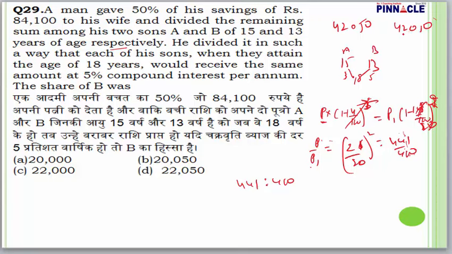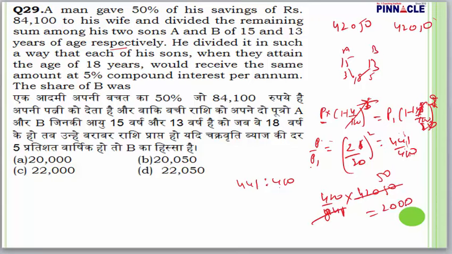We have to divide this amount in this proportion. The question is the share of B. B's share would be 400 divided by 841, into 42,050. And that will go by 50.